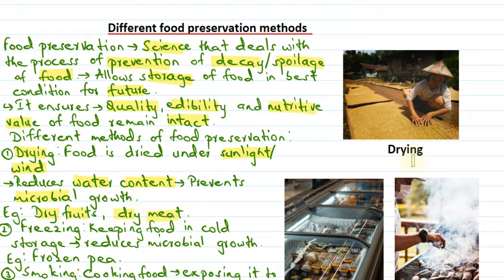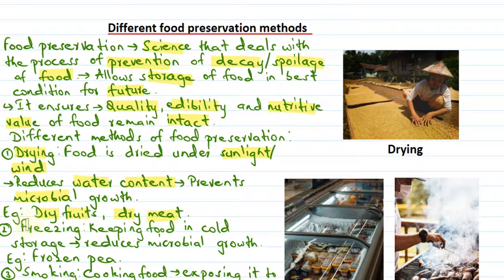Here we can see the process of drying. Here the food item is being dried under the sunlight, and there is wind that helps in drying or evaporating the moisture content present in the food.